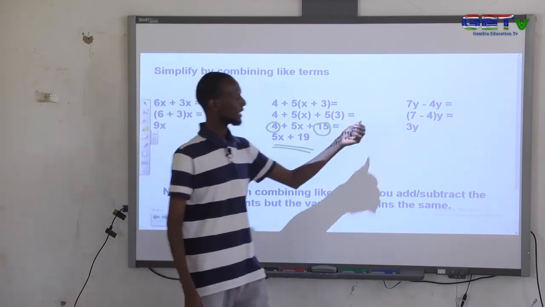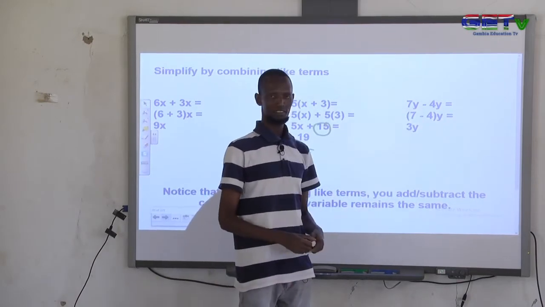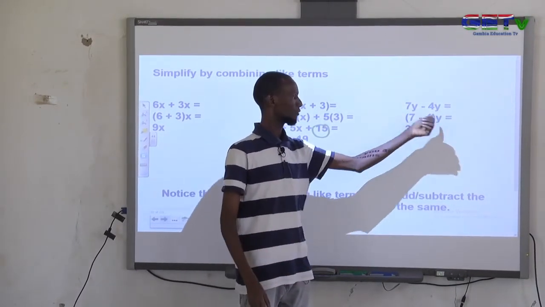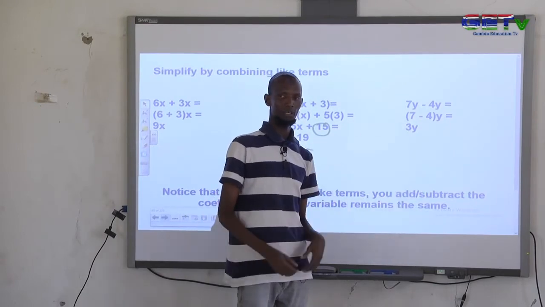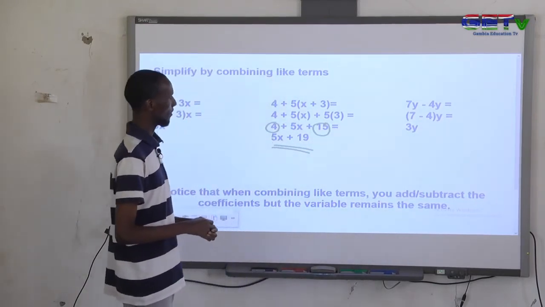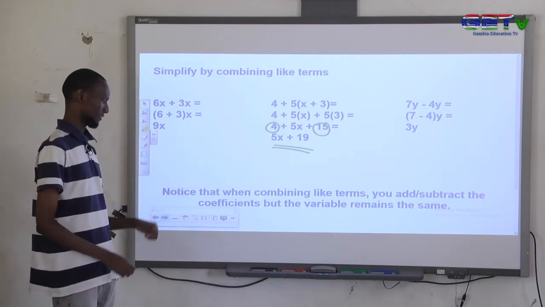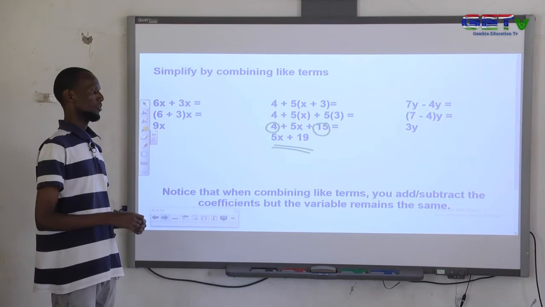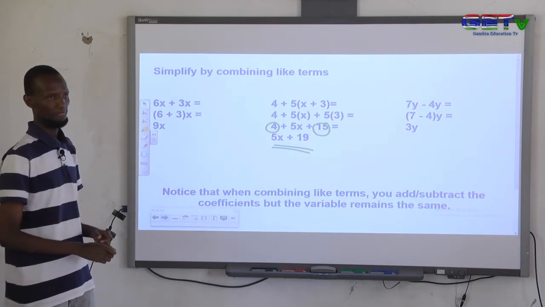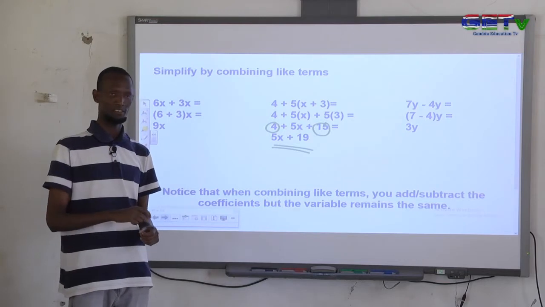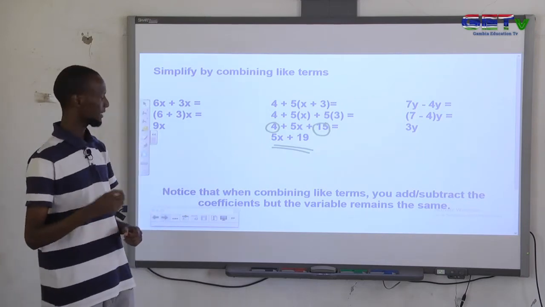And again, to subtract them, just like we did with the addition, subtract the coefficients, that is 7 minus 4, and then just take one of the variables. And 7 minus 4 gives you 3, so you have 3y as your answer. So 7y minus 4y will end up being 3y. Now, this is important. Notice that when combining like terms, you add or subtract the coefficients, but the variable remains the same. That's very important. You only add or subtract the coefficients, but the variables remain the same. If it is x, it remains x. If it is x squared, it remains x squared. They don't change.